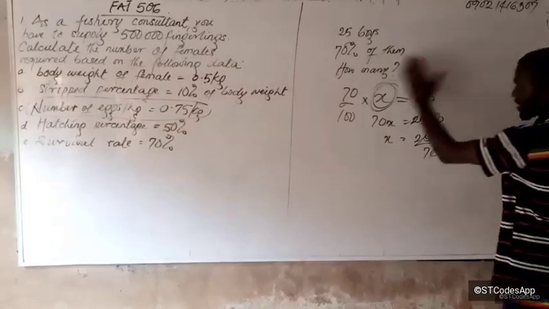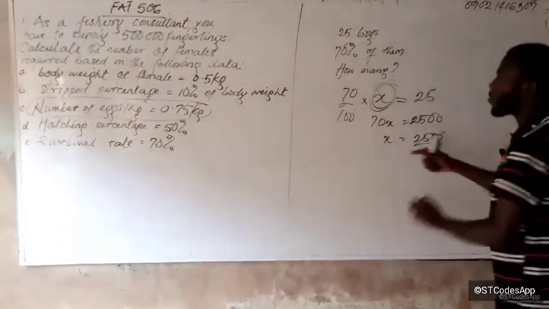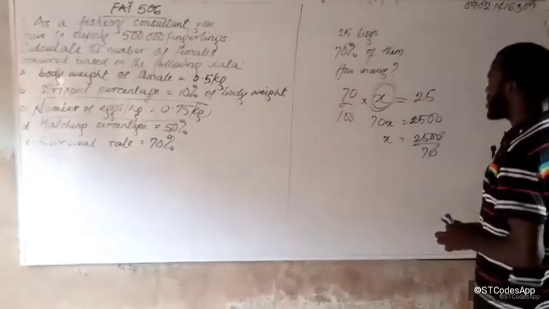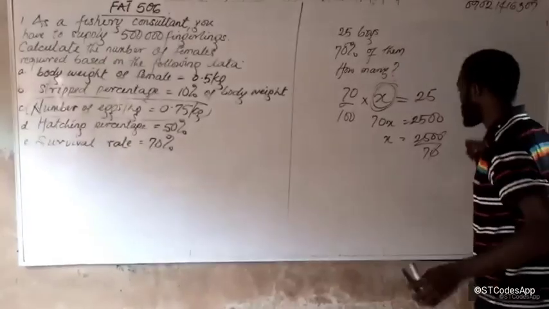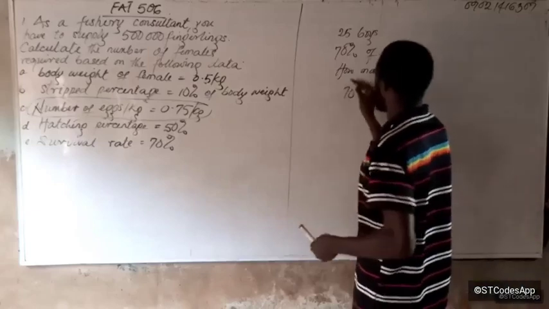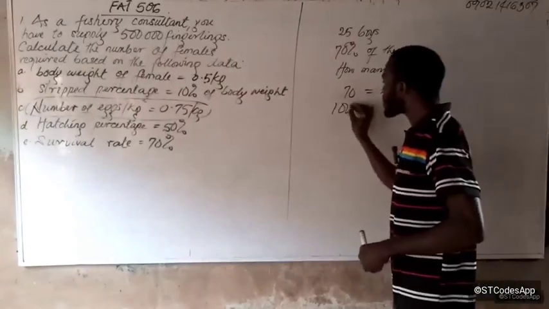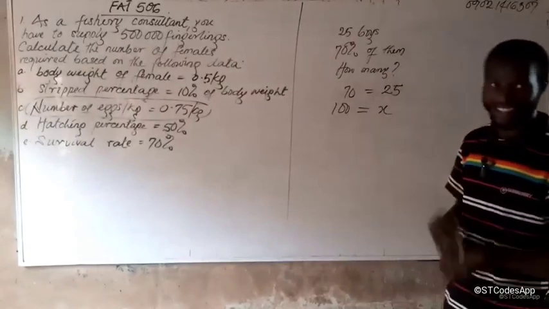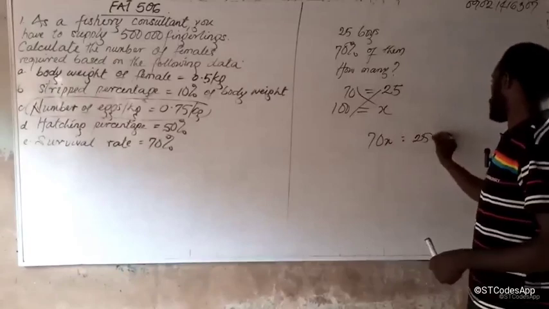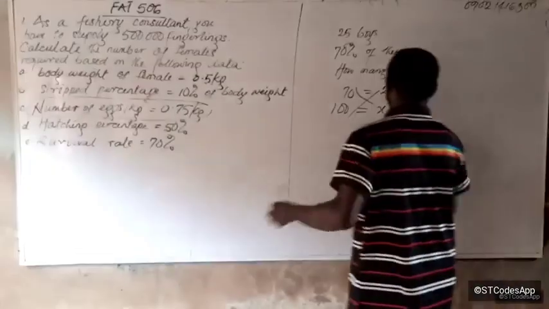Now, this is the idea behind what we want to do there. We are solving backwards to generate the number of persons that are actually in class. Another method you can apply is that if 70% represents 25 persons in class, 100% will represent how many persons in class? It's still the same idea. Then you cross multiply as you do in chemistry, and you have 70x equals 2,500. So that is the idea we're going to be using here.